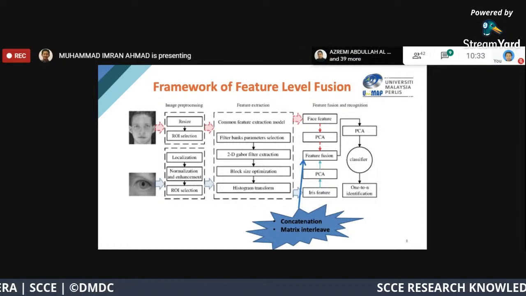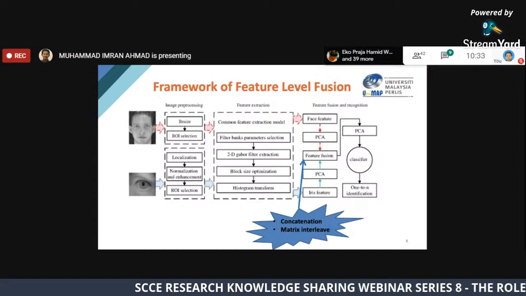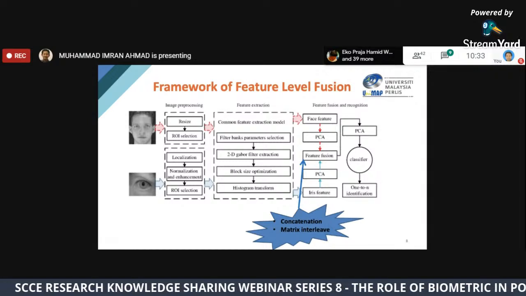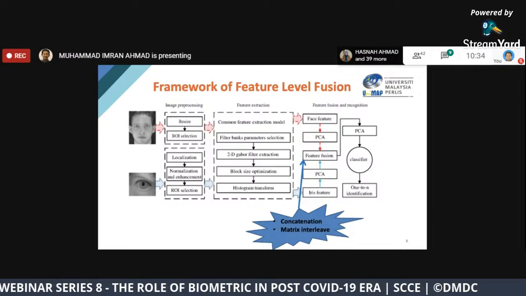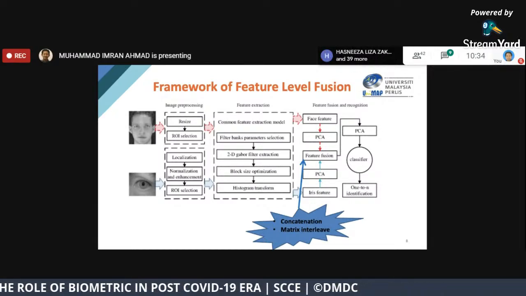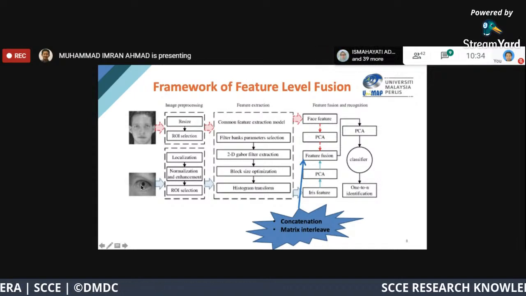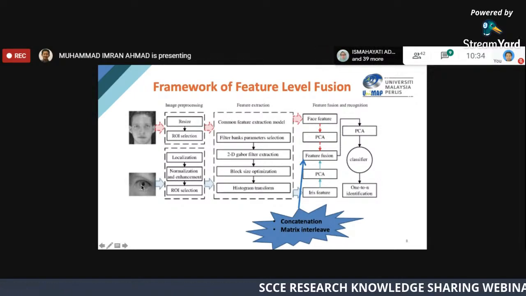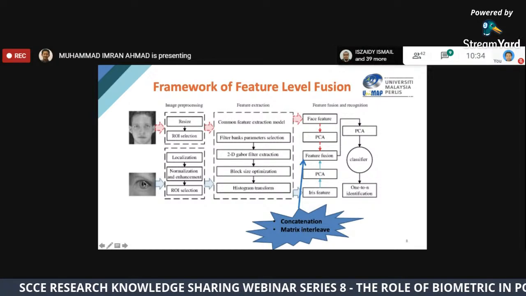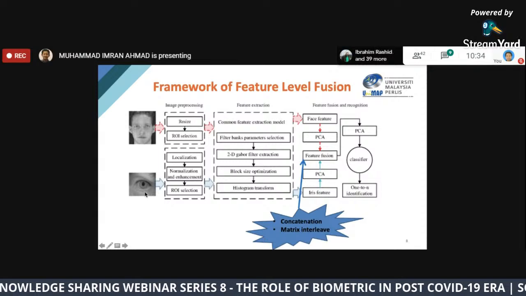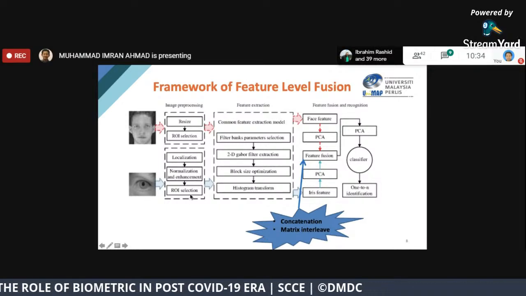Step number 1 is image pre-processing. Image pre-processing is very important because you want to find the region of interest. If you are dealing with a facial image, the region of interest is this area, and the rest needs to be removed. Another example, if you have the iris, this is the iris, the circle in your eye. We need to do image pre-processing for the iris image.